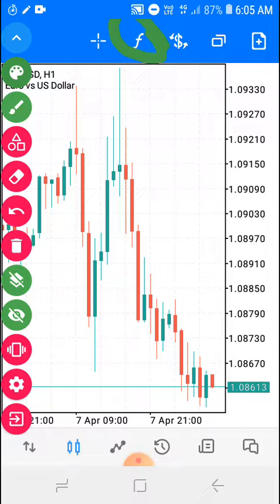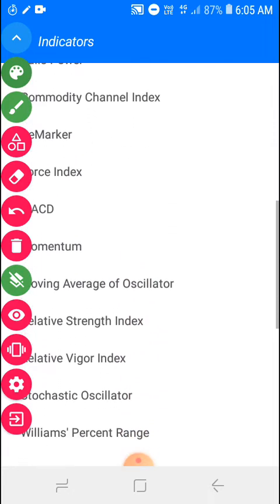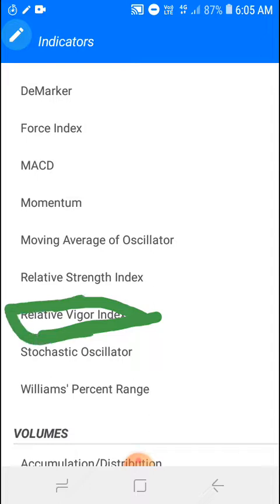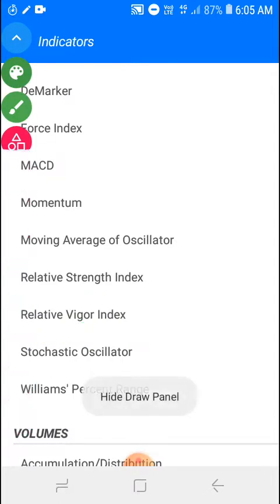So what you do, you come and press on this F, and then as soon as this comes out, you just go straight, you scroll. Our indicator is this one, relative vigor index. Okay, it's just that this thing you see, relative vigor index. So what you do, you just click on this indicator.